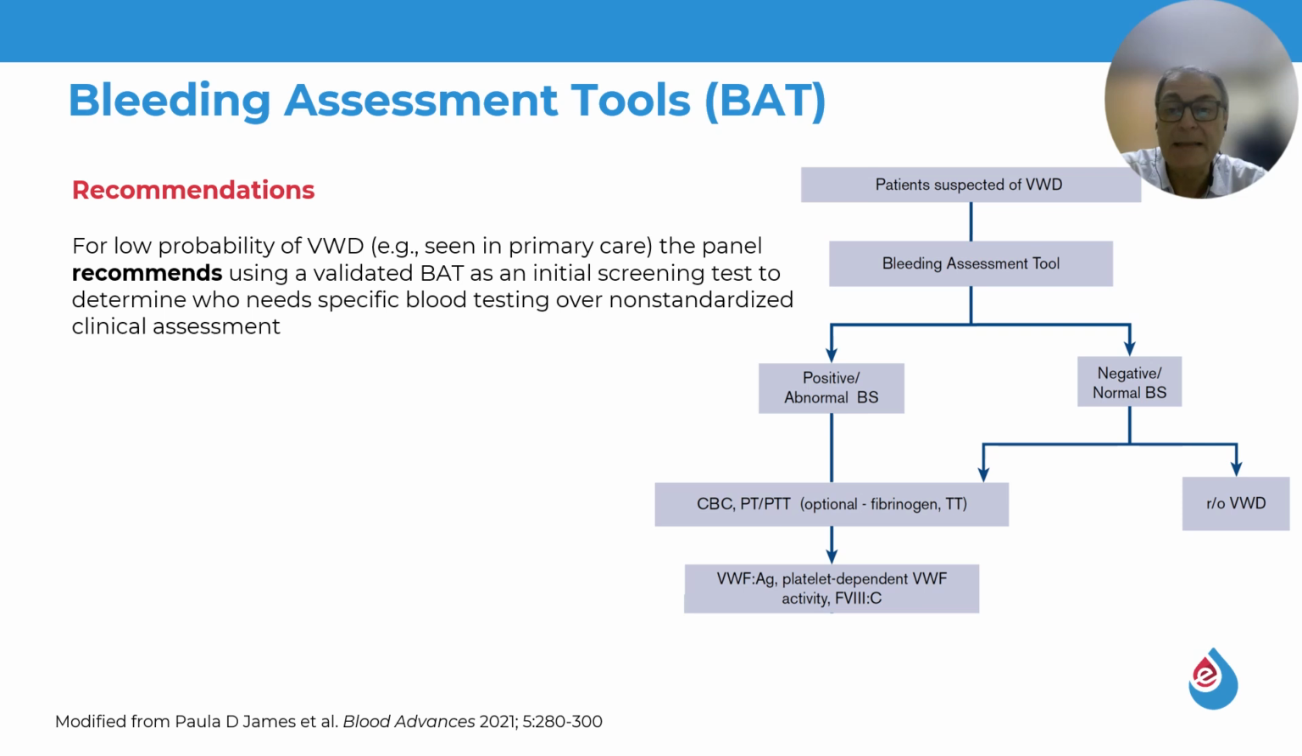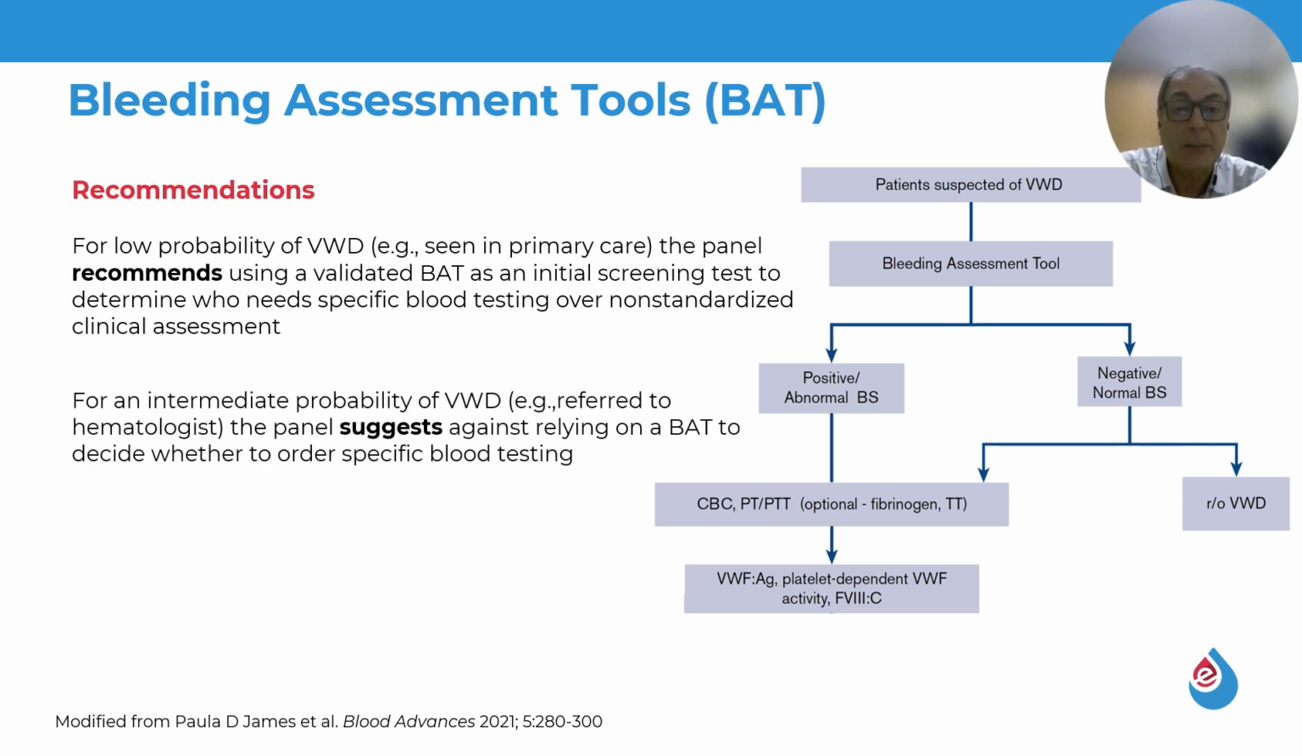For low probability of von Willebrand disease, for example for patients seen in primary care, the panel recommends using a validated BAT as an initial screening test to determine who needs specific blood testing over non-standardized clinical assessment. The panel remarks that this recommendation applies mainly to adult women, as the data supporting the use of a BAT as a screening tool is strongest in this group of patients.